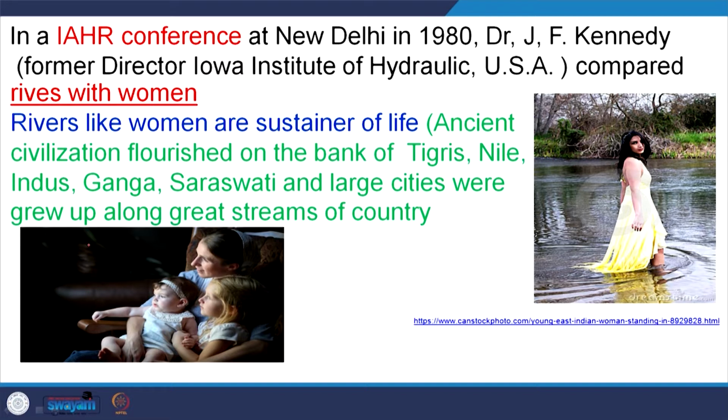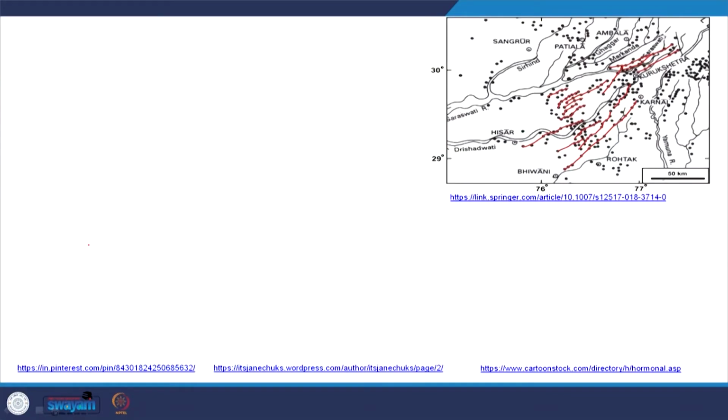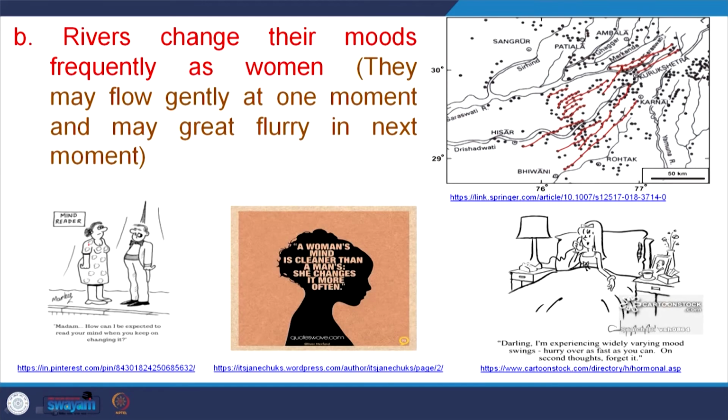Yes, that is why, if you see this figure here, these are the rivers and these are the civilization sites. If we join all the civilization sites, they run along these paleo channels. So the rivers are sustainers of life. Second, rivers can change their moods frequently, as women can. They may flow very gently at one moment and turn into great fury the next moment. And the third comparison was that, of course, they are not fully understood yet.